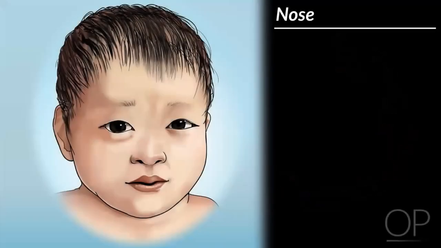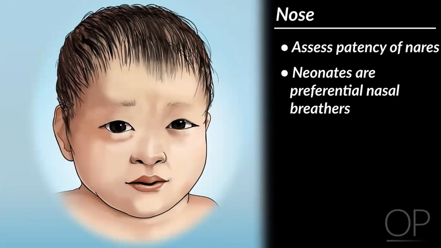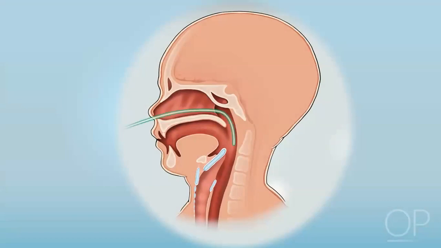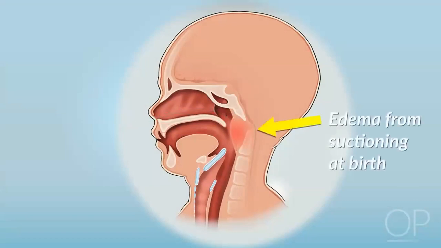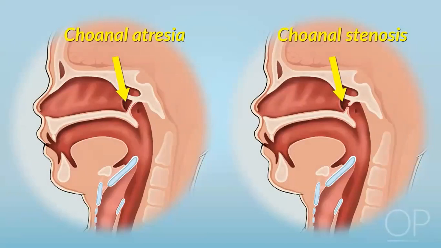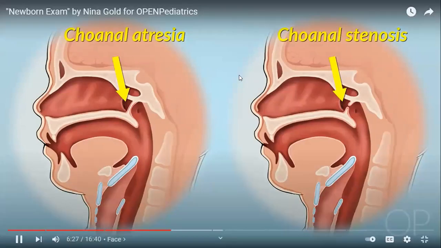Next, we examine the nose. In the newborn, the most important feature to assess is patency of the nares, as neonates are preferential nasal breathers. If there is any history of respiratory distress or noisy breathing when feeding or crying, patency can be proven by passing a small French catheter through each nares. It is common for newborns to have transient obstruction from edema related to suctioning after birth, but the differential also includes choanal atresia or choanal stenosis, an improper formation or narrowing of the nasal airways.